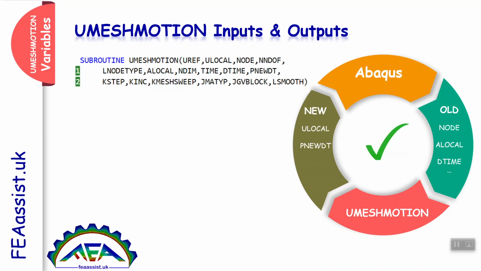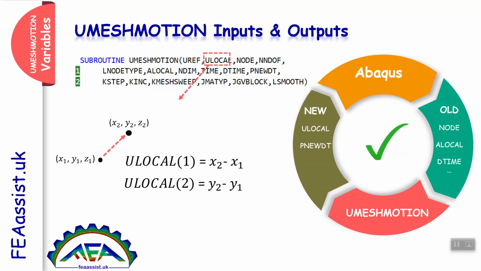which is necessary to understand well to write a well-working UMESHMOTION subroutine. Here I explain one of the variables, ULOCAL. Consider you have a point x1, y1, z1. This point is going to be transferred to point 2. So ULOCAL(1) is the displacement or velocity in the x direction, ULOCAL(2) in the 2 direction, the y direction, and ULOCAL(3) in the 3 direction, or z direction. These variables need to be well explained to understand UMESHMOTION, which is one of the complex subroutines in Abaqus.